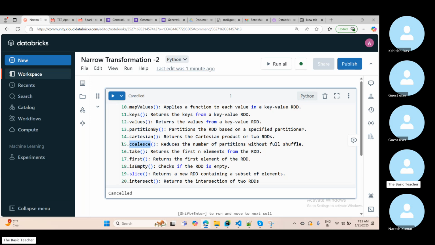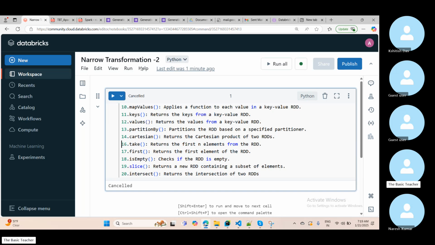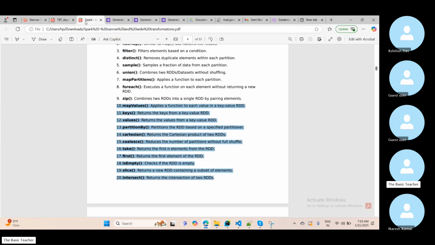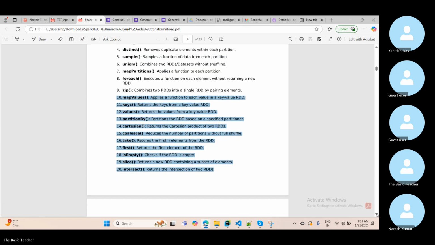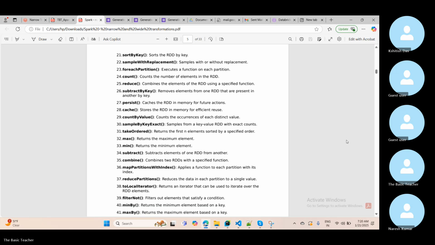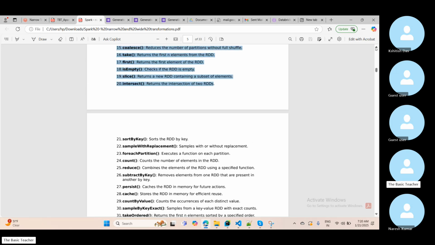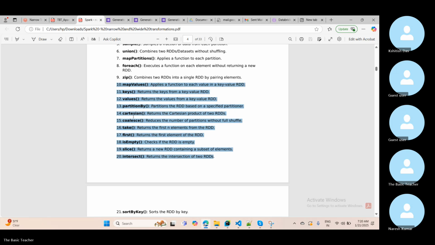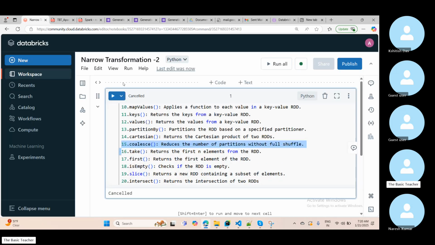Then we have coalesce. I will not discuss this now, I will remove it. Let me keep it here. Repartition was above only, right? No, repartition is not part of that. Anyway, I will take it later because this is a very important thing which we will discuss together with repartition. Okay, so this is coalesce.